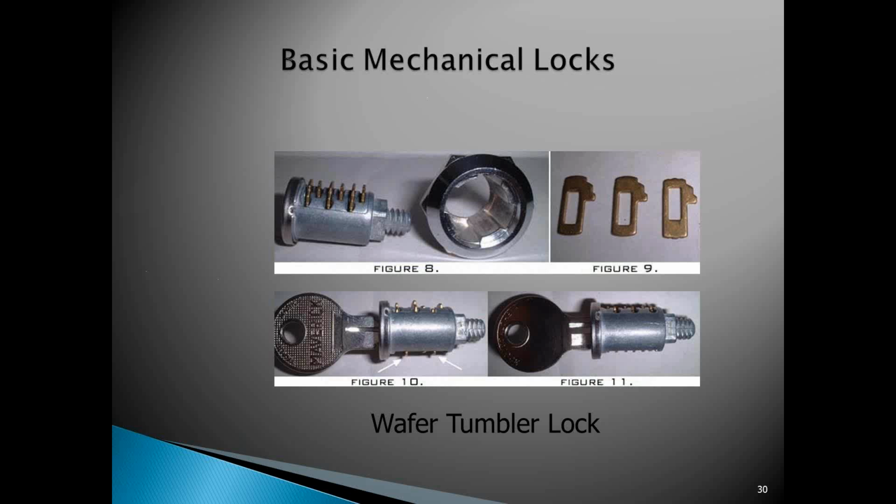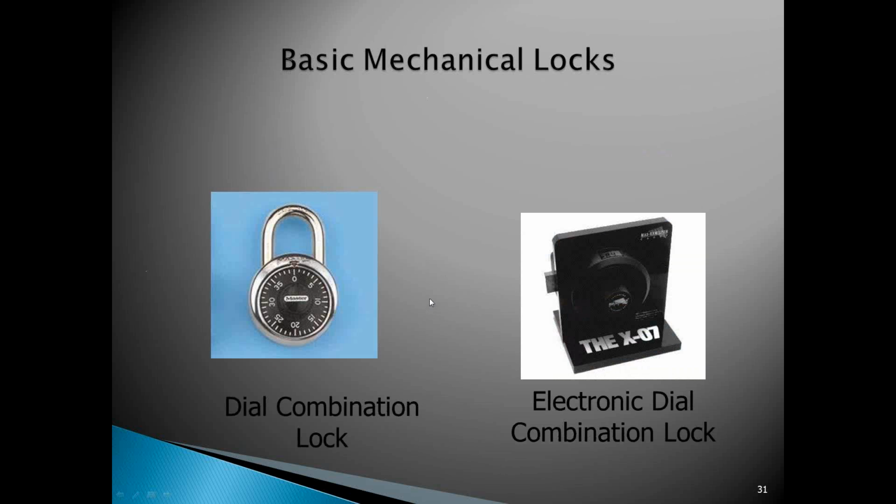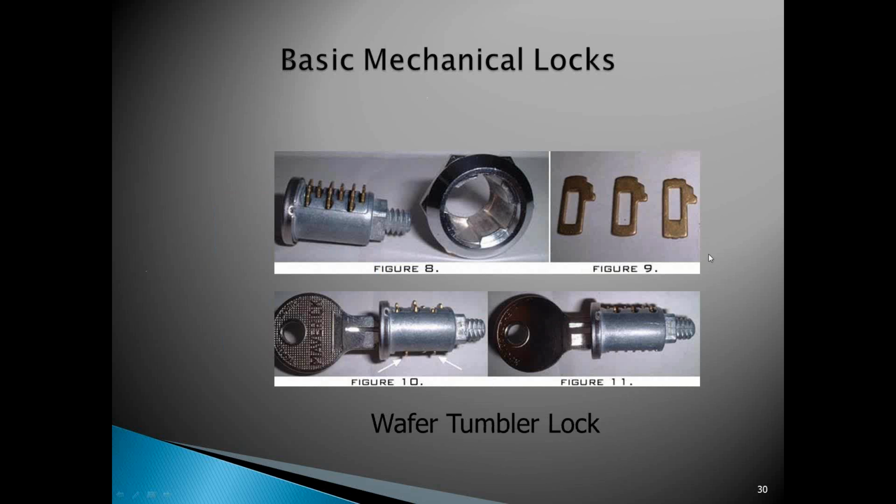Next is called a wafer tumbler lock, a little bit more secure. You can see it has more than just the pin lock. These are wafers, and the key rotates on these, forcing them up so that it unlocks the key bar. I have got to stop pushing that button. It's a little bit more secure than a pin lock. You can change the cores out just like with a pin lock, but it's not a high security lock.